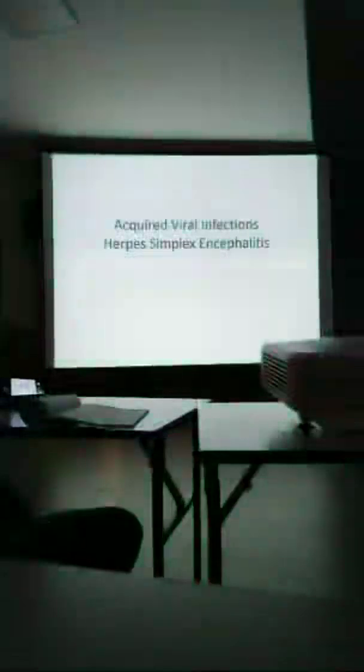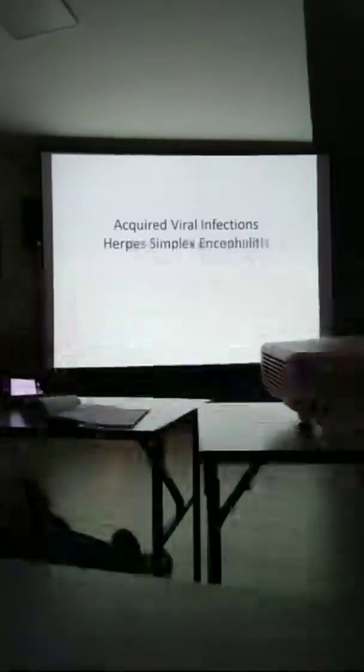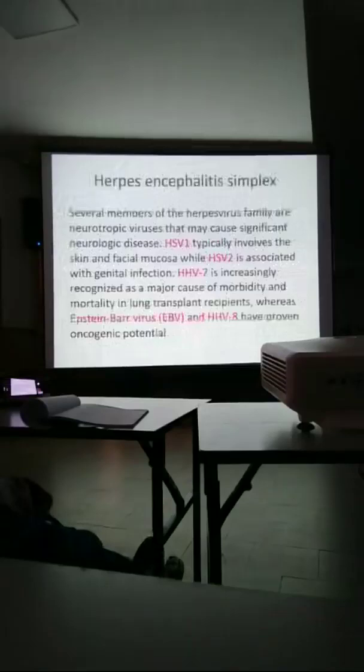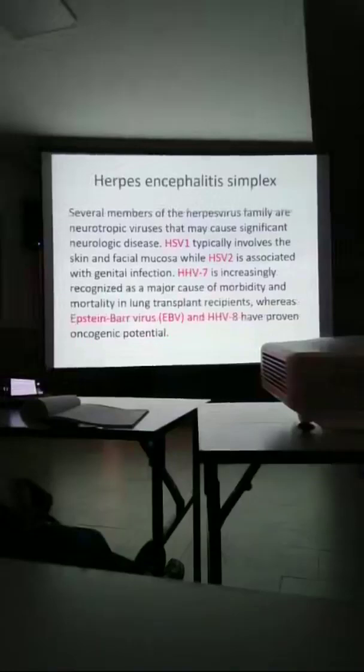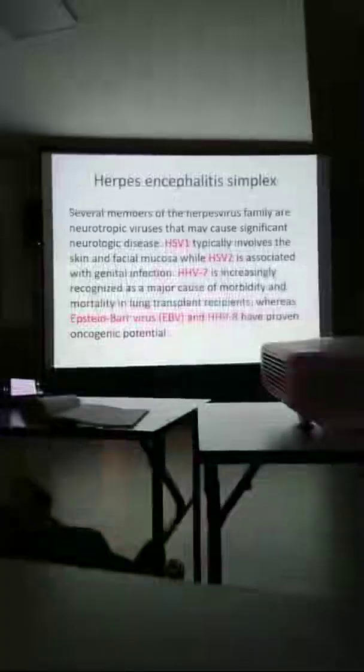Up to now we have covered bacterial. Now coming to the viral. Viral, please think over one important, herpes encephalitis. Herpes encephalitis in adults is because of HSV1. In children it is because of HSV2. And HHV7 is the one which is a major cause of morbidity in lung transplant individuals. Epstein-Barr virus and HHV8 have strong oncogenic potential.